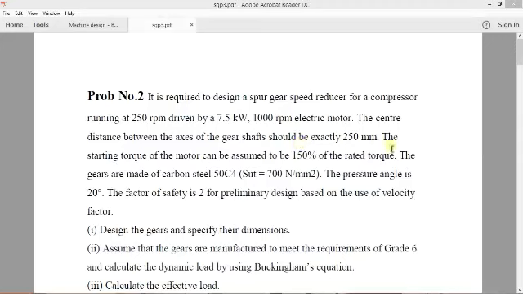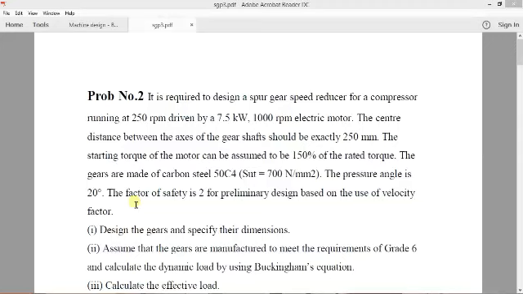The next statement is that the starting torque of the motor can be assumed as 150% of the rated torque. So we have to calculate the actual torque, which is 1.5 times the rated torque. The gears are made from carbon steel 50C4, with SUT 700 Newton per millimeter square. The pressure angle is 20 degrees. The factor of safety is 2. For the preliminary design, use the velocity factor.